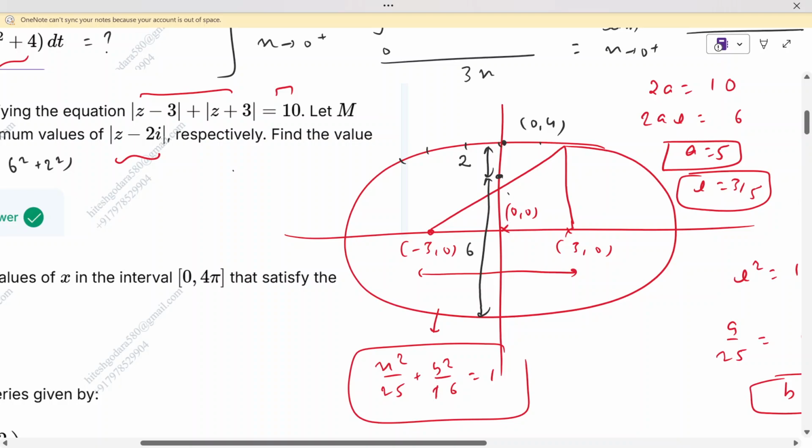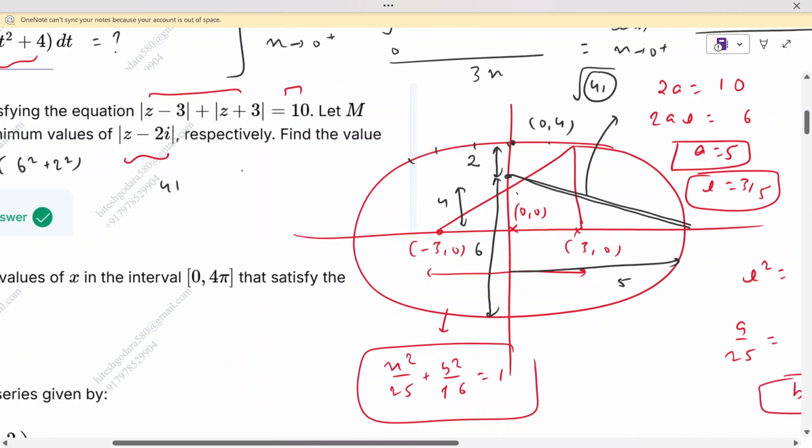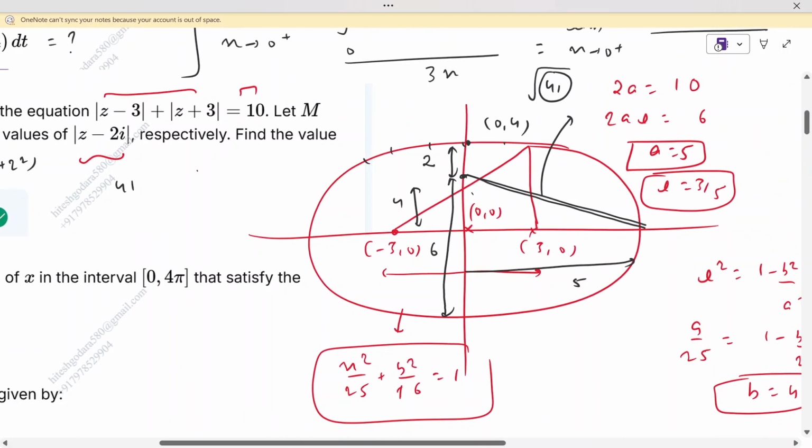The minimum is 2 only, right? If this is 5, this is 4, so this will be 41, right? Root 41 again. And it is root 36. So of course this is bigger, no? So it is 41. And then that will be the same only. This is root 41 also.